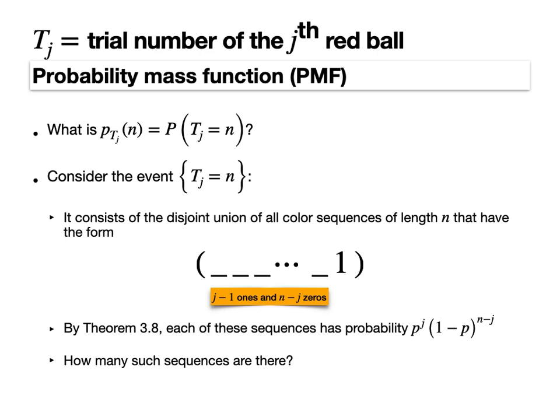The only question then is, how many such sequences are there? Because our event that T sub j equals n is the disjoint union of all those color sequences. All those color sequences have that same probability, p to the j times 1 minus p to the n minus j. So I just need the number of those color sequences. And that's simply going to be n minus 1 choose j minus 1, right? Because in those n minus 1 blanks to the left of the 1 there, you've got to pick j minus 1 for the remaining successes. And so there's n minus 1 choose j minus 1 ways of doing that.